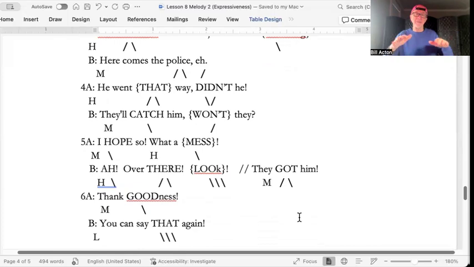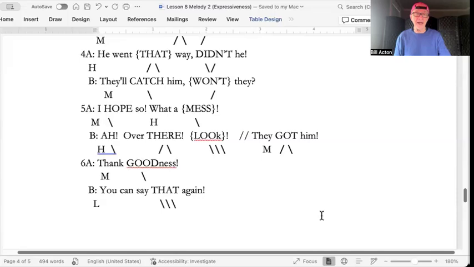All right. Then B says, back in mid pitch, still mid, B is not quite as excited. He says, they'll catch him, won't they? Notice "won't" as the brackets, "won't" is a little louder, right? Okay, 5A. Now we've got mid. So A starts in mid key. So he goes, I hope so. What a mess. So we got two falls.